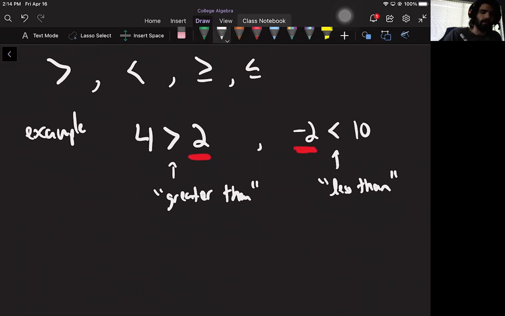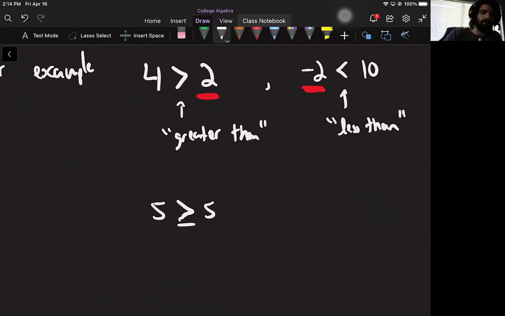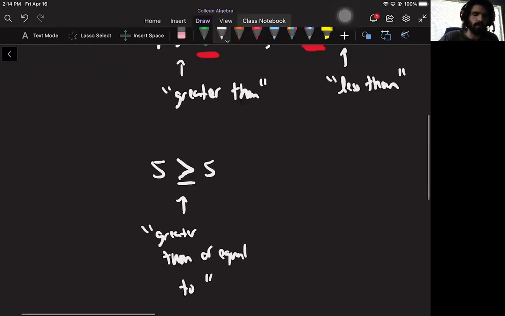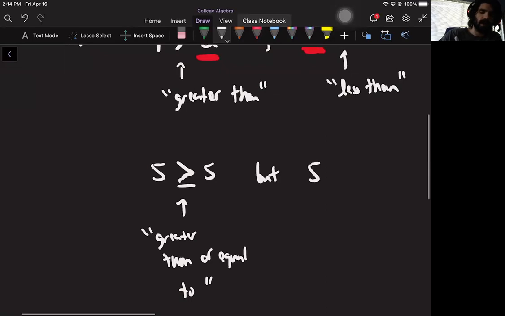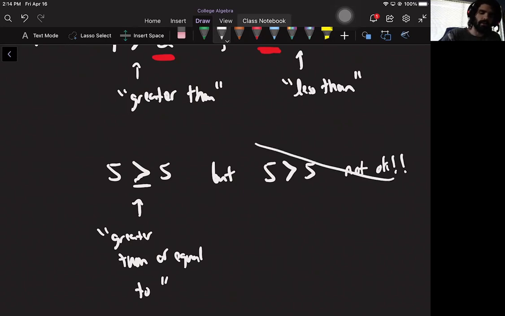And then you can also use the other symbols. So you could say something like this: 5 is greater than or equal to 5. And that makes sense to write because 5 does equal 5. So now what this symbol means is greater than or equal to instead of strictly greater than. So this makes sense to write, but if you write 5 is greater than 5, that does not make sense. It's not okay because 5 is not bigger than 5. 5 is 5. Okay, so we would never write anything like that.